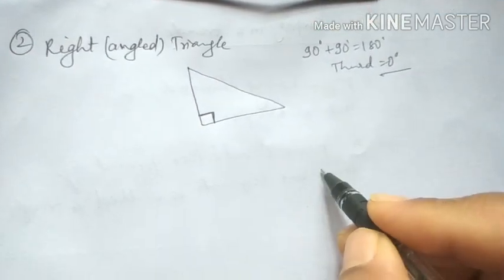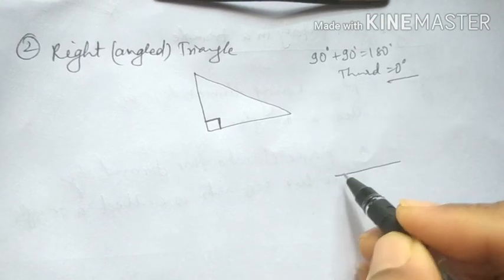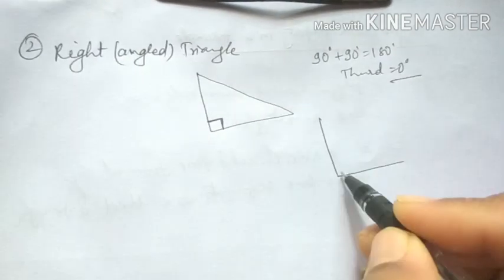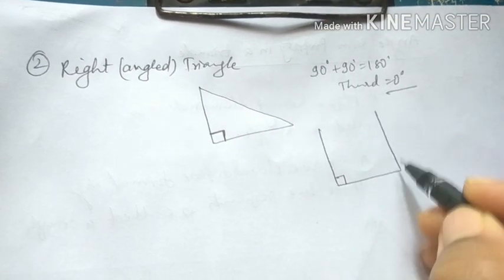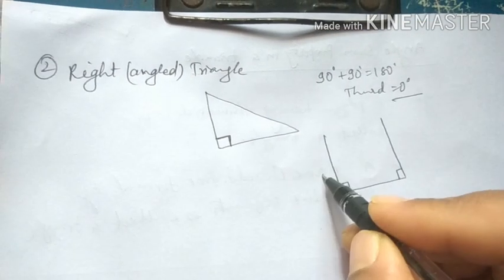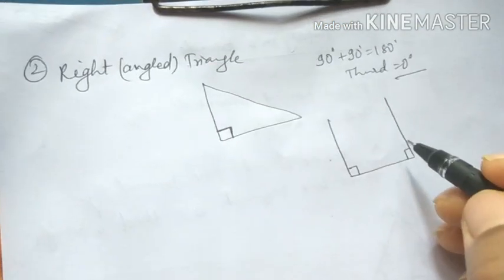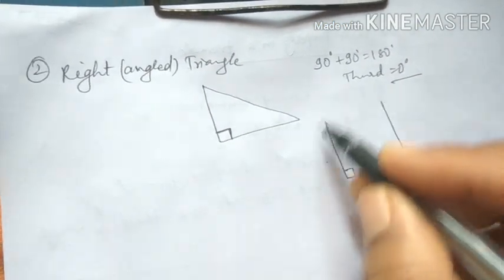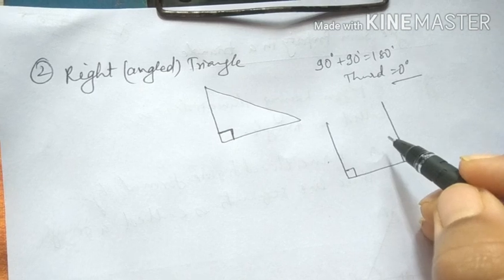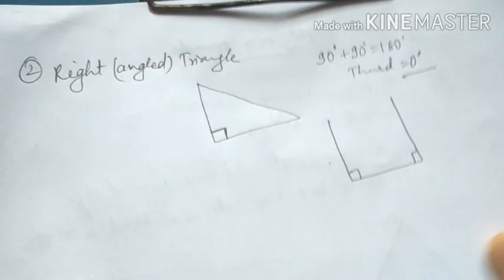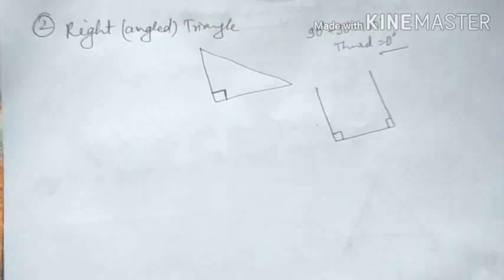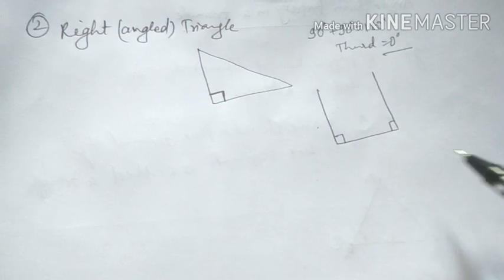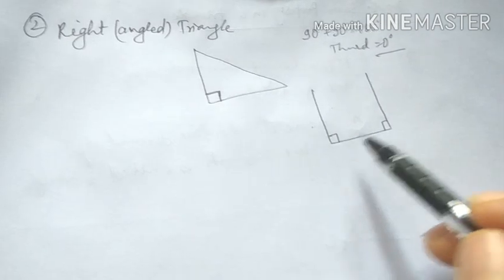Or suppose I draw a figure such that this angle is 90 degrees and this angle is 90 degrees. That means these two lines are parallel, and in that case the triangle will not be formed. So a right triangle is a triangle whose one of the angles is a right angle. It is not possible for a triangle to have two right angles.